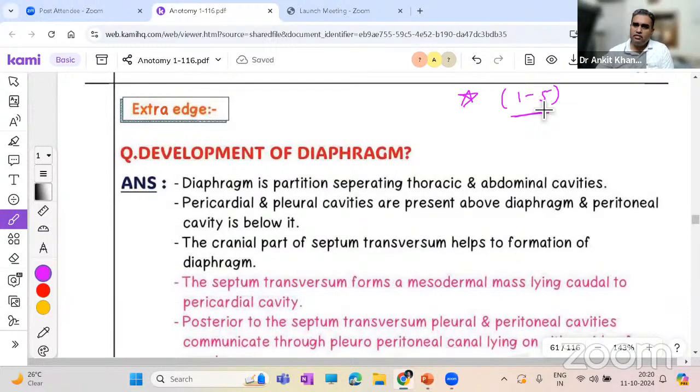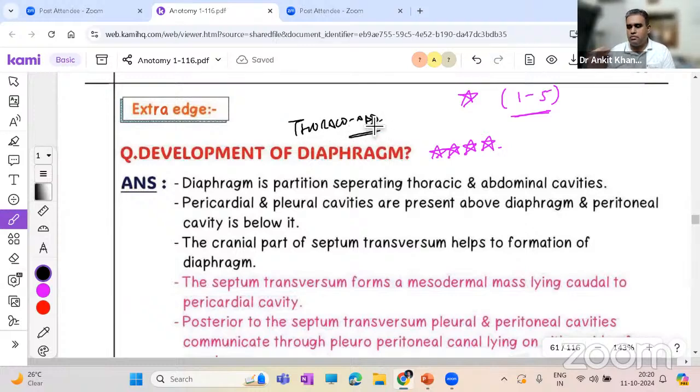So obviously for the diaphragm, 4 stars are enough. A few years back it was 5 stars, but now 4 stars. A lot of live questions have come. The diaphragm we are discussing here is basically the thoracoabdominal diaphragm.